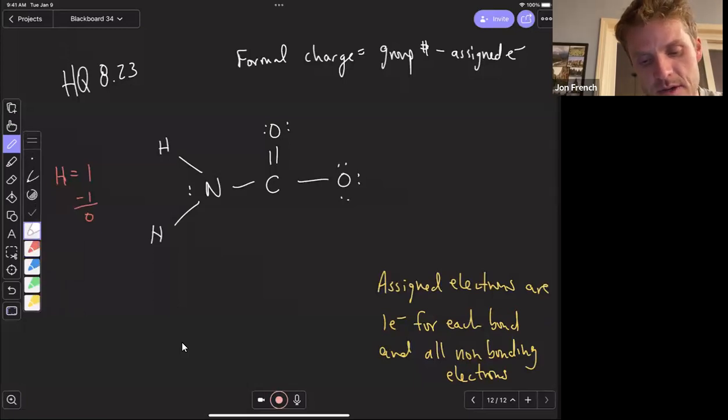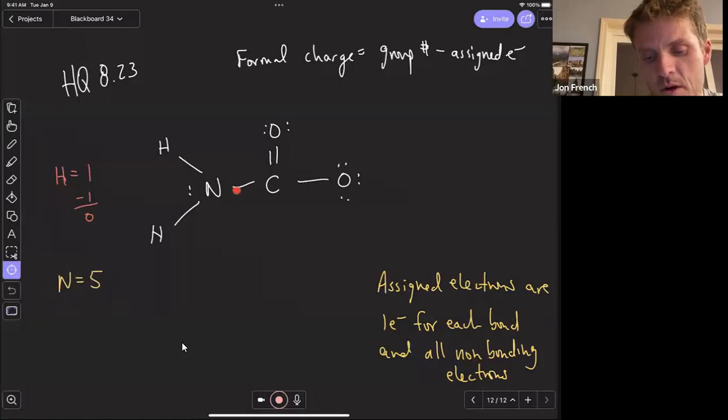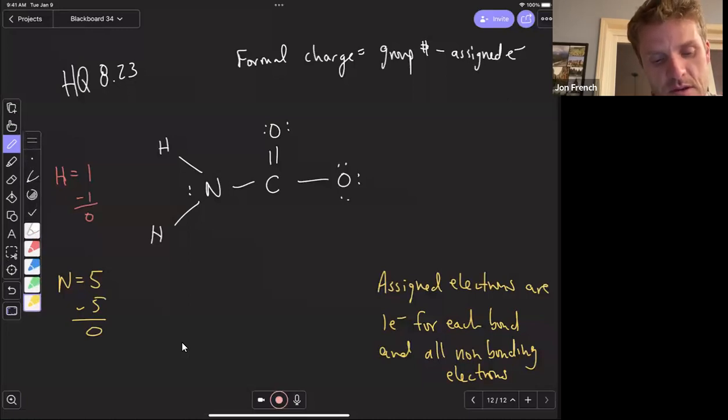All right, next we'll do nitrogen. Nitrogen is group 5. When we look at this nitrogen, I've got 1 electron here, 2 electrons, 3 electrons, 4, 5 electrons total. We count all electrons in the lone pair, so there's 2 electrons there, and then we count 1 electron for each bond, right? So we had 1, 2, 3, 4, 5. So 5 minus 5, also 0.